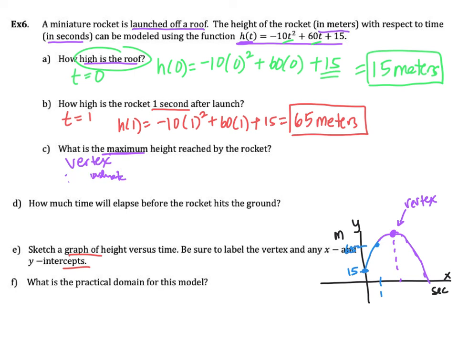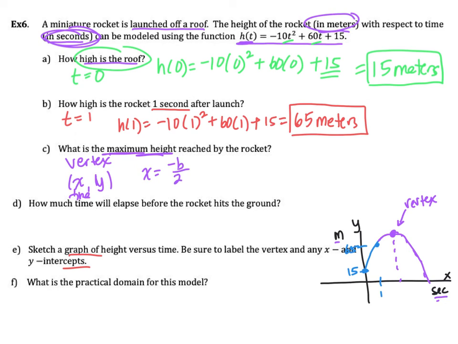Not the x-coordinate, but the what? It's asking for the maximum height. The x-coordinate is time in seconds. The y-coordinate is the actual height, right? So the x-coordinate was time up here in seconds, and the y-coordinate was our height. And we can see that here as well. But I do need to find the x-coordinate of the vertex so I can plug it in to find the y-coordinate. So how do I find the x-coordinate of the vertex?